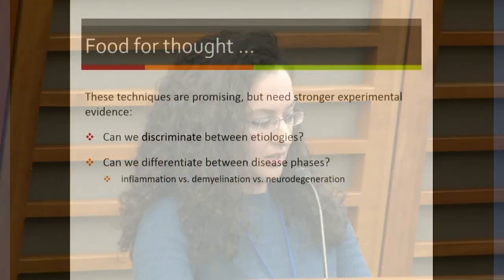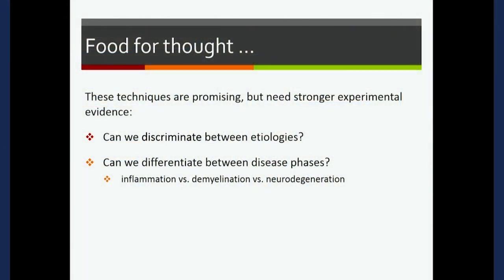The next question we're interested in is, can we differentiate between disease phases, so acute versus subacute versus chronic? Because I think that if we see differences between acute and subacute, maybe the changes are due to inflammation versus loss of myelin versus what happens later on, which is probably axonal loss. And there are imaging techniques out there that are promising enough to help us answer these questions, and we have the data to be able to answer them.